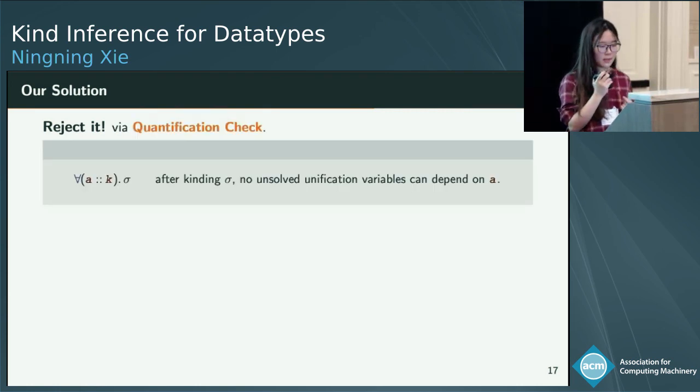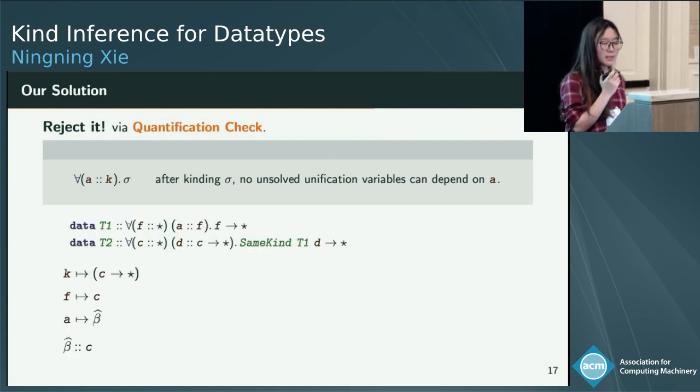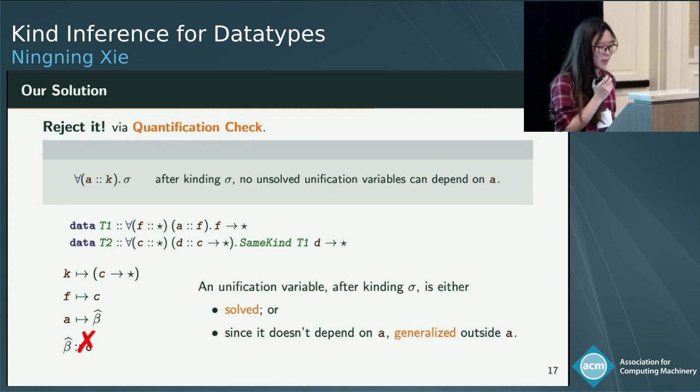Quantification check means that for a kind like this, after canding sigma, no unsolved unification variable can depend on A. So the previous example would be correctly rejected because this beta cannot depend on C. Quantification check implies that a unification variable after canding sigma is either solved, or since it does not depend on A, we can generalize it outside A.